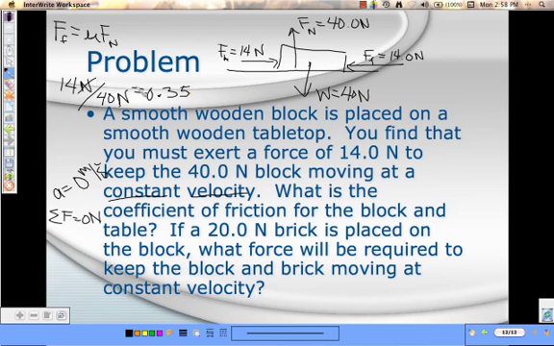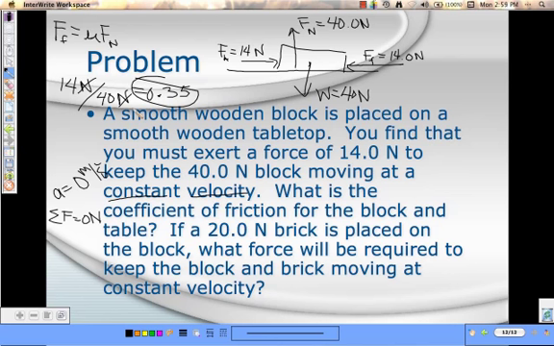Now, since we took a Newton divided by a Newton, does our coefficient have a unit? Nope, it's unitless. No units. So our answer for that would be 0.35. Now, this coefficient will always be the same as long as that same block and that same table are in contact and they're moving. So for the next question, it says if a 20 Newton brick is placed on the block, what force will be required to keep the block and brick moving at a constant velocity? So again, if we're going at a constant velocity, our acceleration is 0.